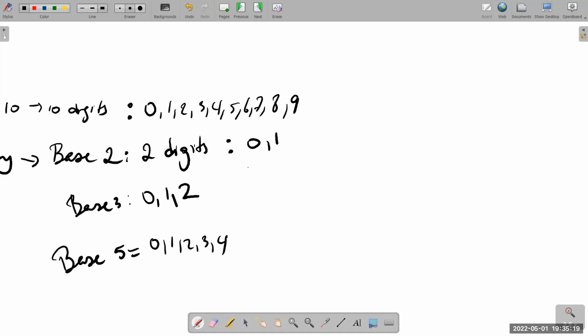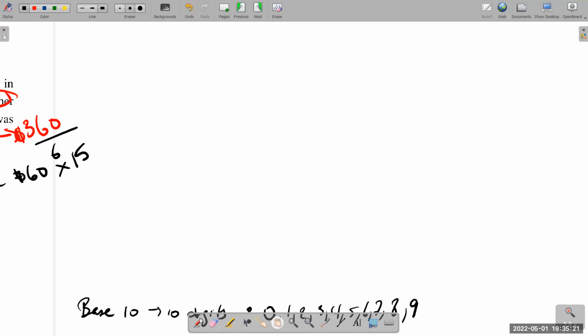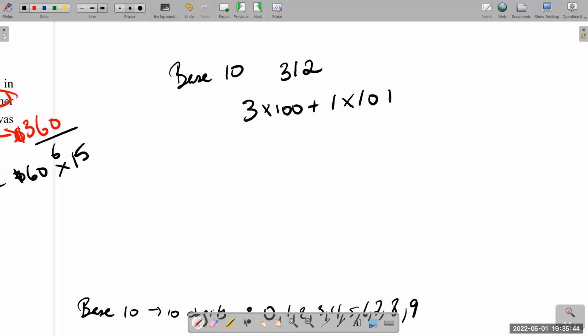In base 10, we expand our numbers like this, right? So in base 10, if I tell you to expand 312, how do we expand? We did this all the way in September, so if you don't remember, it would be understandable. It's going to be 3 times 100 plus 1 times 10 plus 2 times 1. Everybody with me on this? I need some confirmations, please. Everybody should know how to expand numbers.